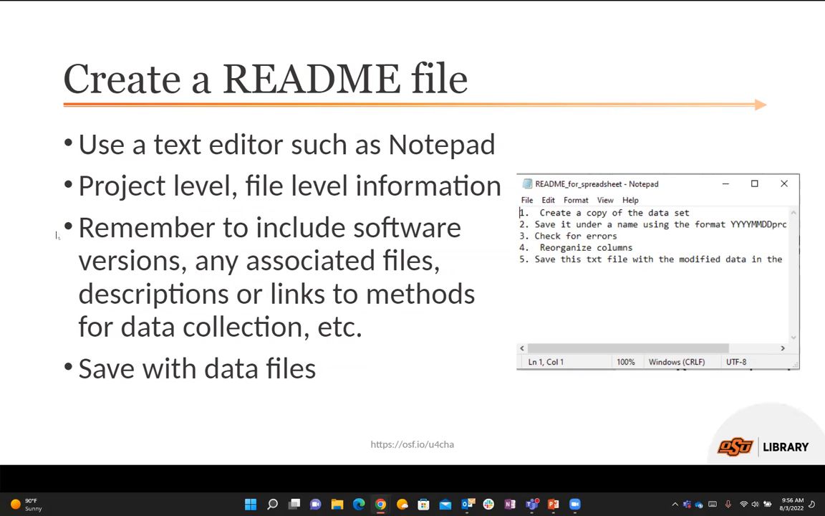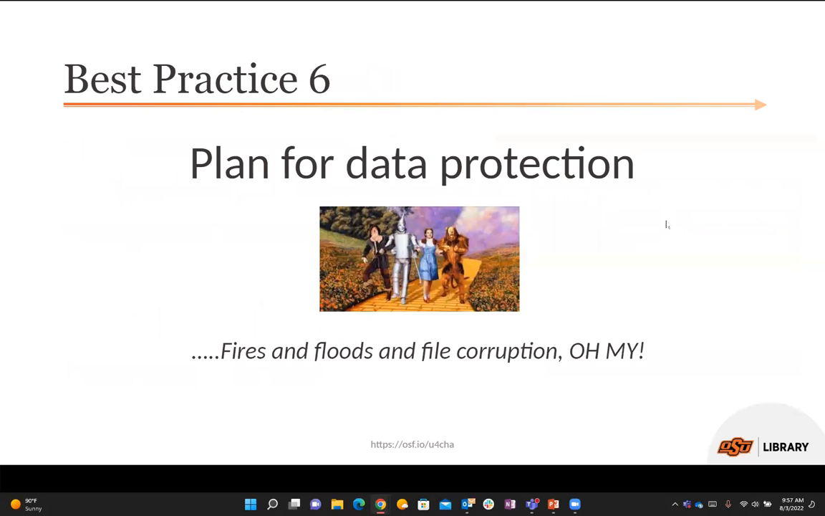One of the things that you can do very easily is use a text editor and create your data in a text file. It will be saved as a universally accessible file instead of something like a Word document that you have to go hunting for proprietary software or open software for. And it can be at the project level and at the file level. You want to include any of these details that are important and then save it with the data files. Wherever you save your data files, you want to save your README files.